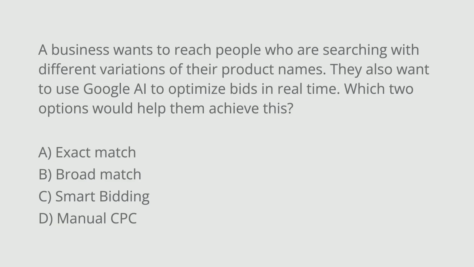The next practice question is, a business wants to reach people who are searching with different variations of their product names. They also want to use Google AI to optimize bids in real time. Which two options would help them achieve this? Is the answer A, exact match, B, broad match, C, smart bidding, or D, manual CPC? The correct answer is B and C, broad match and smart bidding.